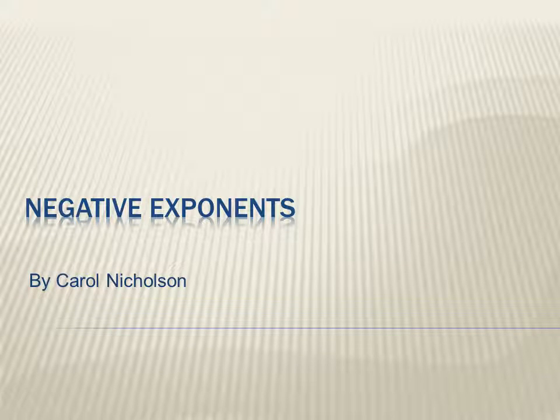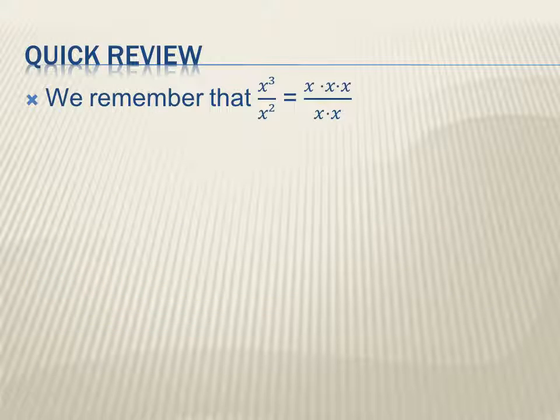Okay, we're going to look at negative exponents, actually negative and positive exponents, and how they change their signs and the correct way of formatting and writing an answer with exponents. Now, for a quick review, remember that x to the third over x squared, if we wrote it out, x to the third is x times x times x, and x squared is x times x.